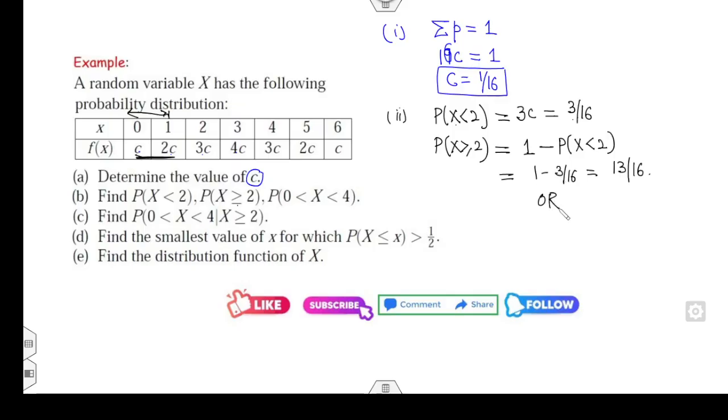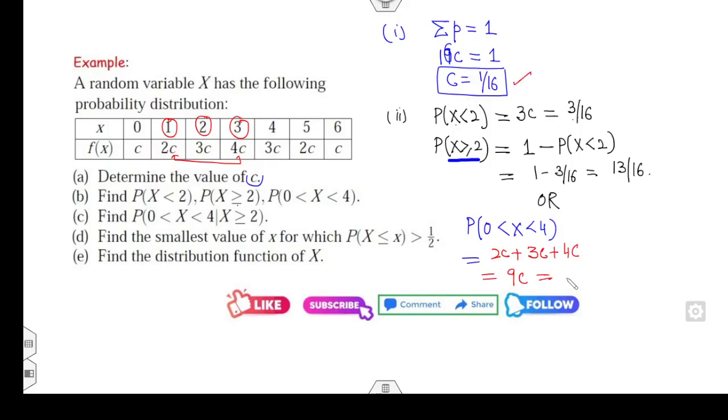Or you can add them. For x greater than or equal to 2, you can add these probabilities: 3c, 4c, 7, 10, 12, 13c. Again, c will be 1 by 16. Next, the probability that x lies between 0 and 4. Which numbers are satisfied? Only 1, 2 and 3. So the answer is 2c plus 3c plus 4c, which is 9 into c, and c is 1 over 16. So 9 over 16 is the right answer.